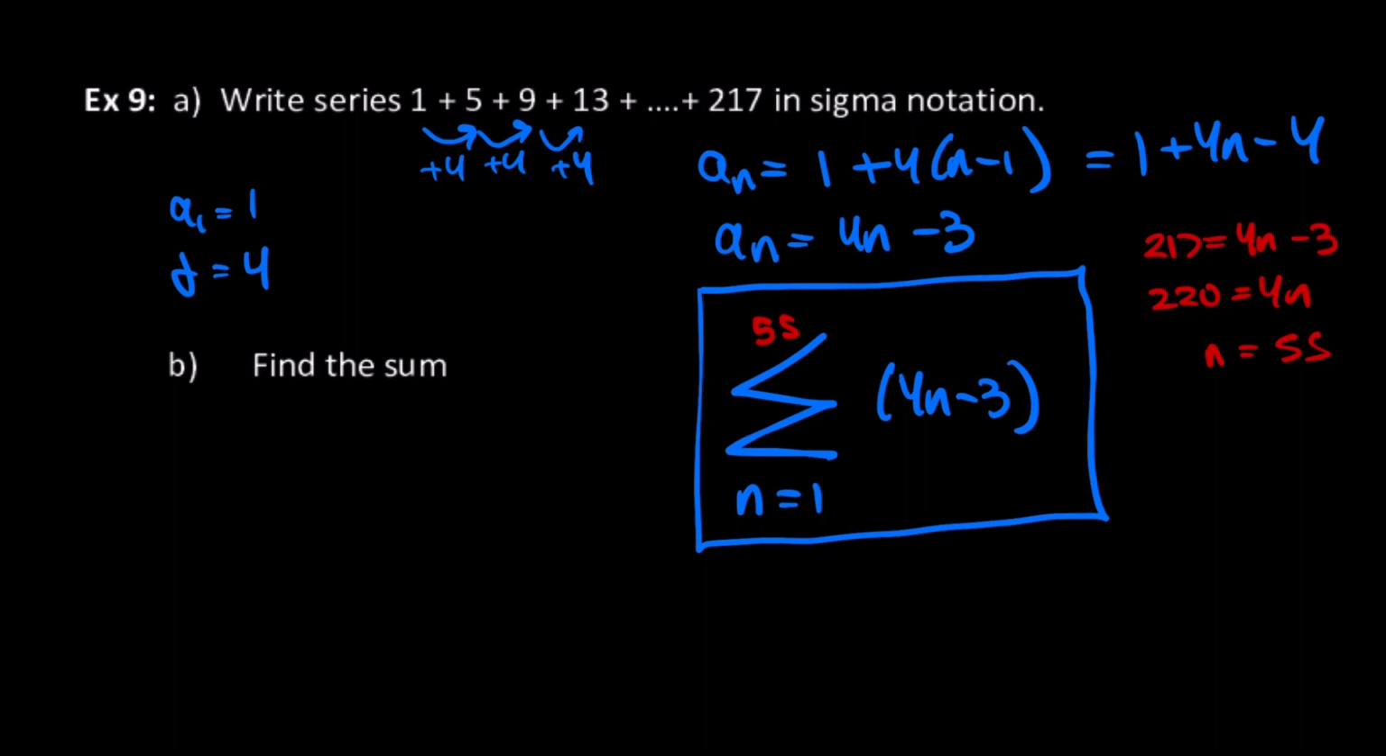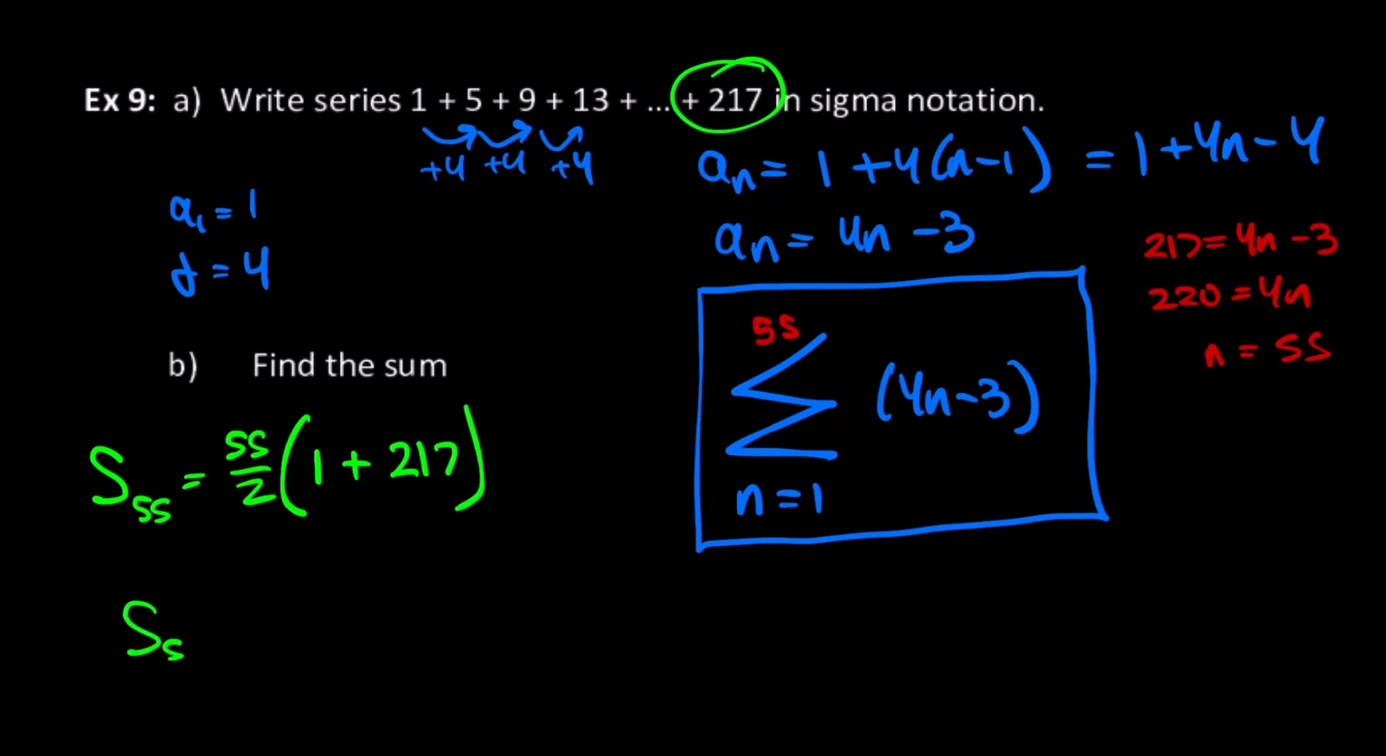Find the sum. So again, for my sum, if there are 55 numbers, I want the sum of the first 55. That'll be 55 over 2 times a sub 1, which is 1, plus a sub 55, which is my last number right there. You don't have to do anything to calculate it. It's given to you. Then you just throw that in the calculator. And I got 5,995.